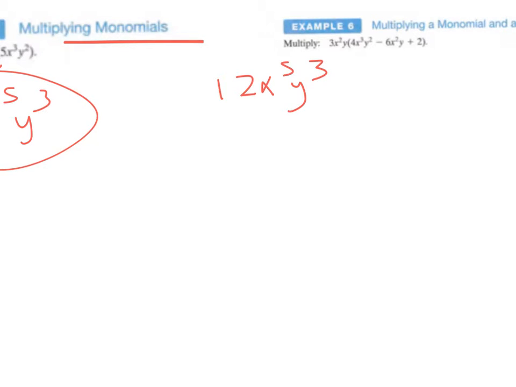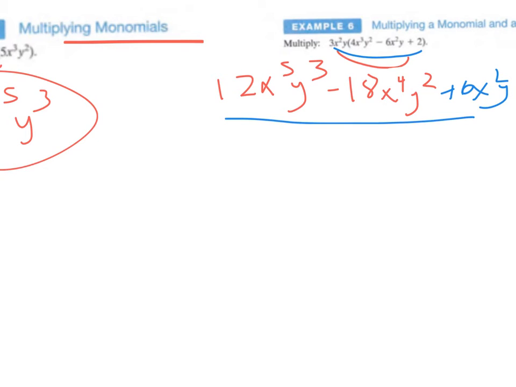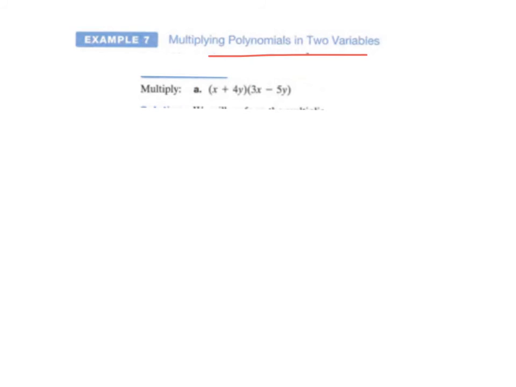But now I multiply this times this part, so I distribute. So now I get a -18, and it becomes y to the 4th. If I'm adding, oops, let me go back here, erase this. I get -18, I get x to the 4th and y squared. And then when I distribute the last part over here, I get a +6x squared y. Now because none of these are like terms, that means they don't have the same letter with the same exponents, that is their answer.